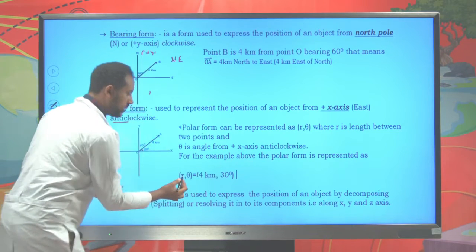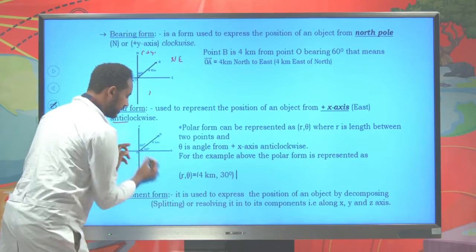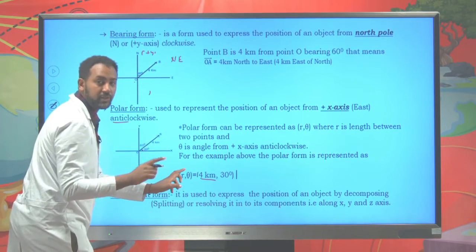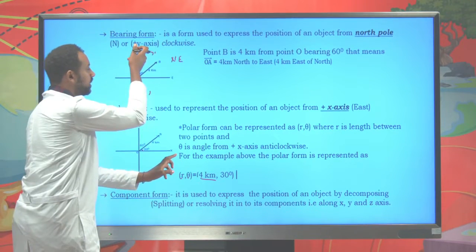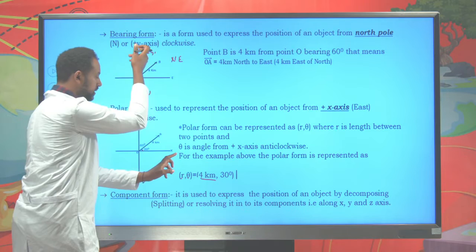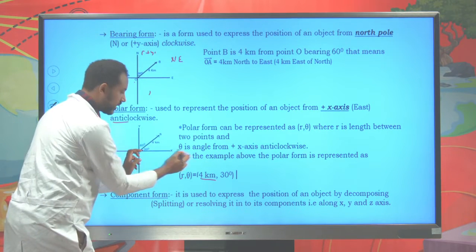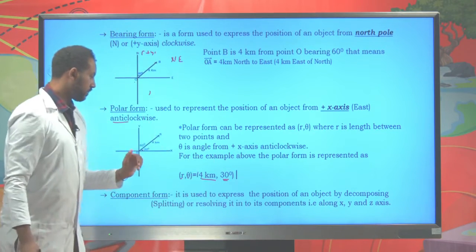To represent using polar form, you have to give the distance as well as the angle. The distance is 4 kilometers, and the angle should be measured from the positive x-axis, not from the north axis. For bearing form, you use the north axis, but polar form uses the positive x-axis, or east. Therefore, you have to put 30 degrees.